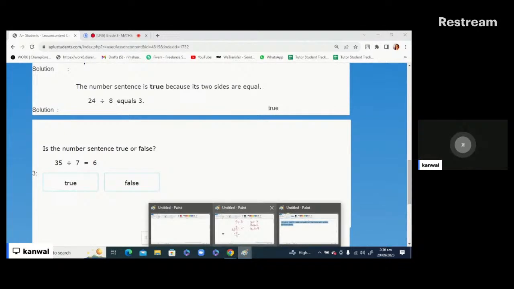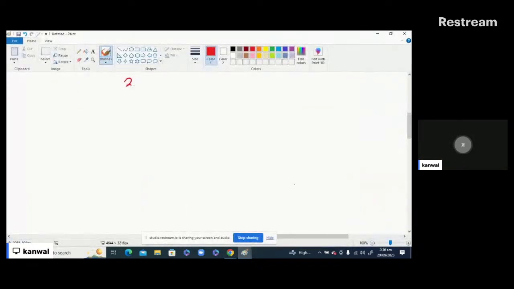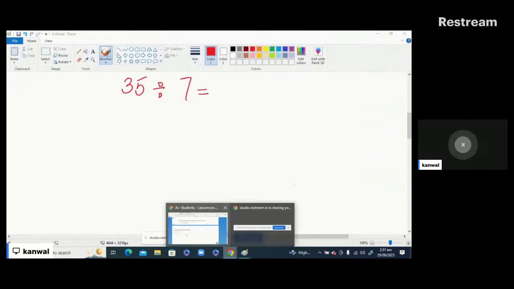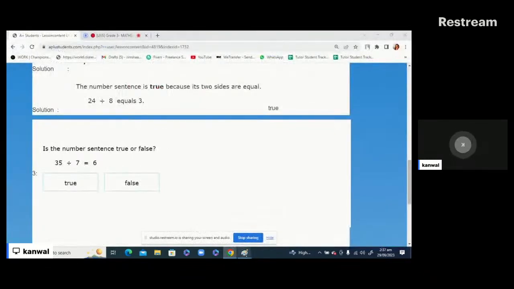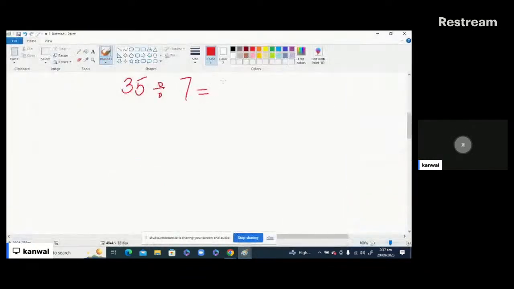35 divided by 7, and here the answer is already given, which is 6. Okay. So is that statement true or false? Let's check this. 35 inside, now 7 is outside, and then we just check that.